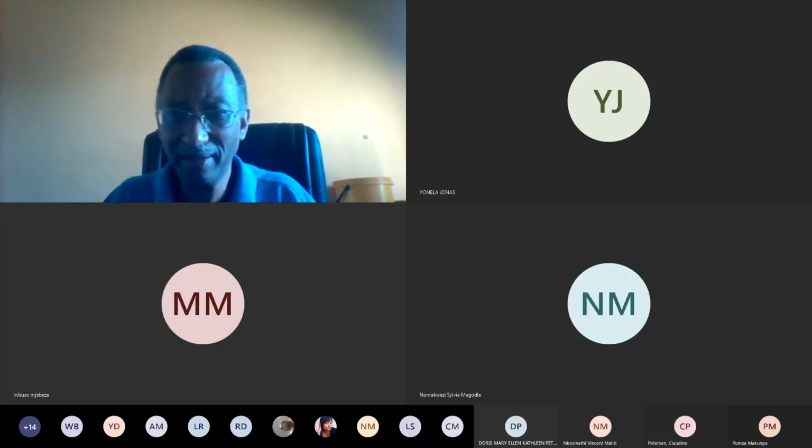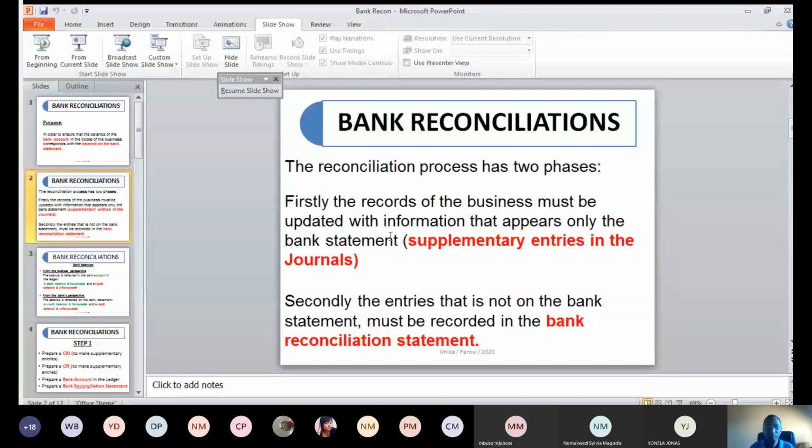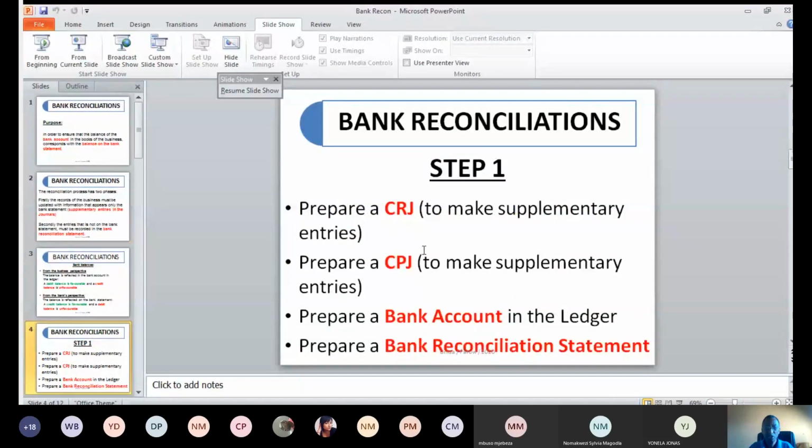Right, guys, we continue with that. So we are now going to take a look at the steps to follow whenever you are doing bank reconciliations. Step number one, guys.